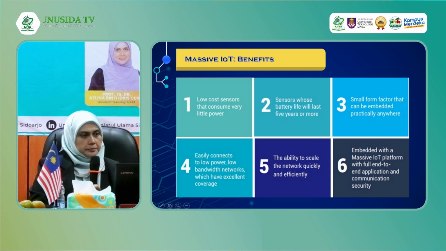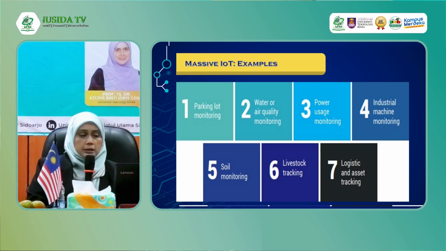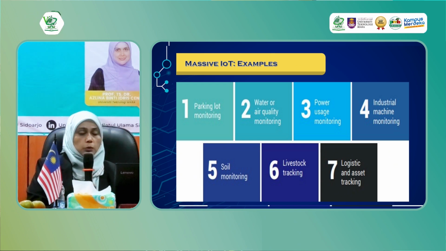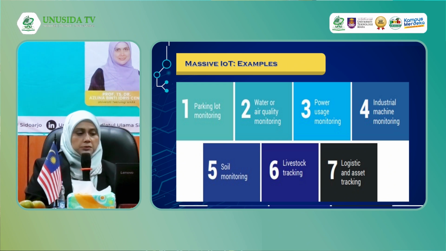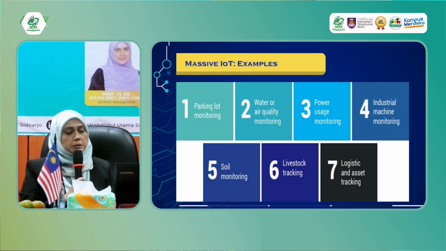Okay. So this is an example of massive IoT examples. Parking lot monitoring. You can use it for water or air quality monitoring. You can use it for power usage monitoring. Industrial machine monitoring, soil monitoring, agriculture also can use massive IoT technologies. Livestock tracking, industry, and also logistic and asset tracking. These are the examples of the application if you want to use massive IoT.